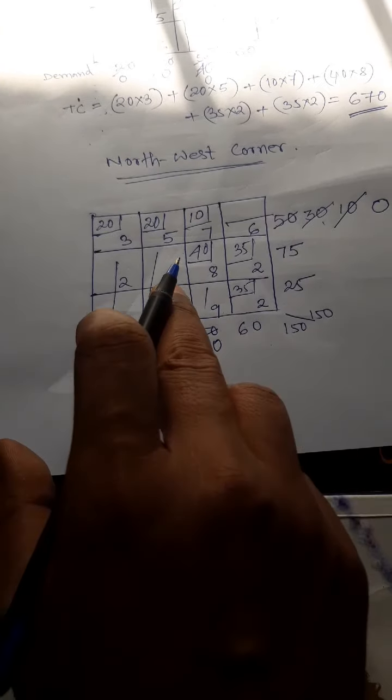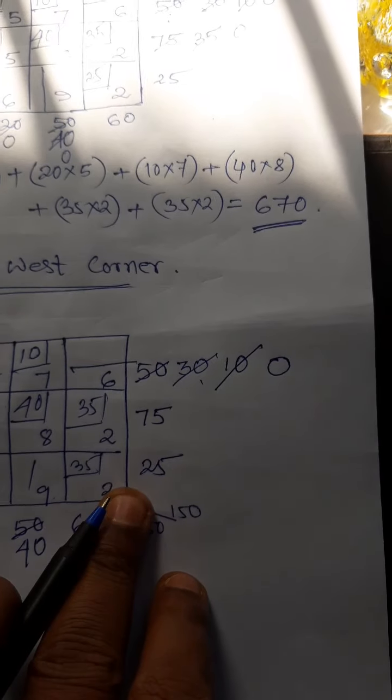Now the total cost is rupees 670. This is the initial basic feasible solution based on this northwest corner method.